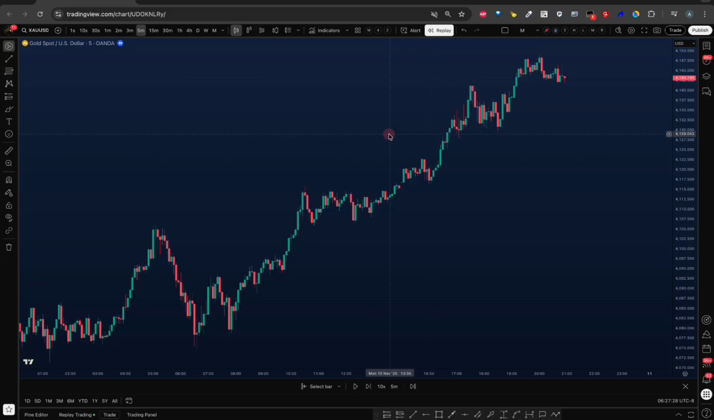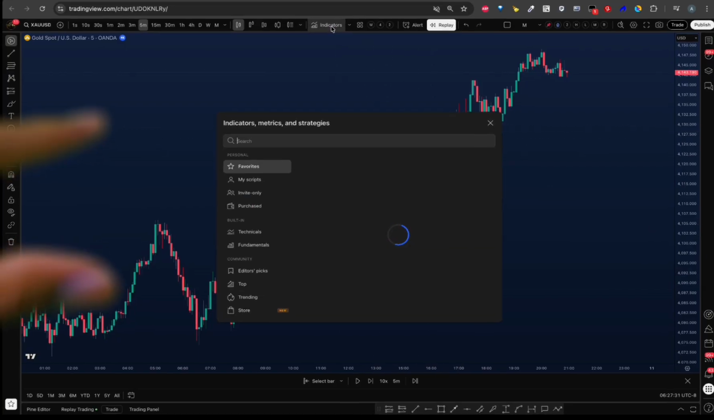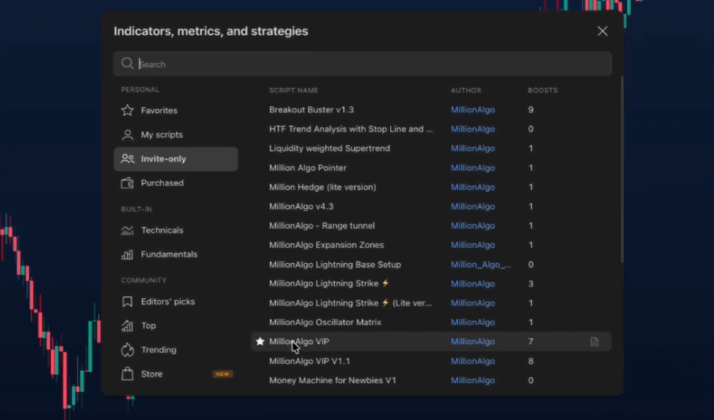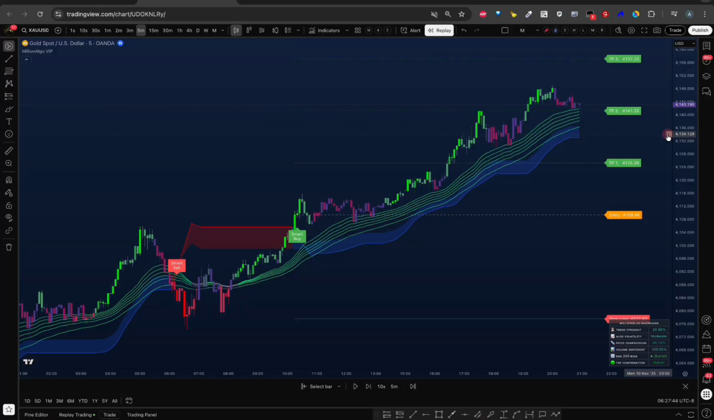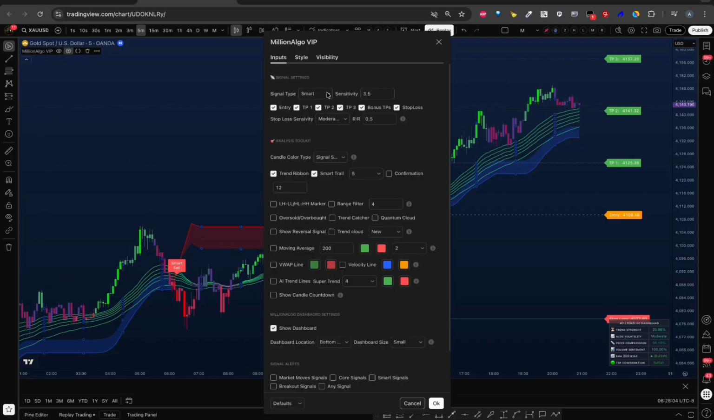On TradingView, open the Indicators menu, go to the Invite Only section and select MillionAlgo VIP. As soon as you add it, you will see signals, colored lines, and trend tools on your chart. The indicator has several signal types, but for this first strategy, we keep it very simple and we only use Smart Signal. So I set the signal type to Smart and make sure that Smart Trail and Trend Ribbon are turned on. I also set the Smart Trail number to 5.